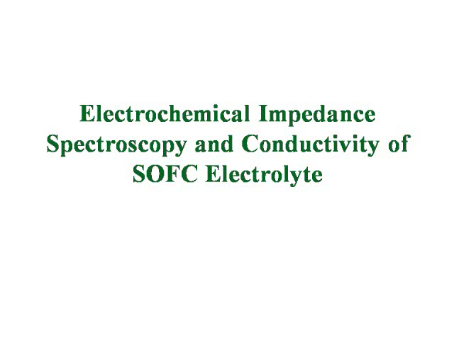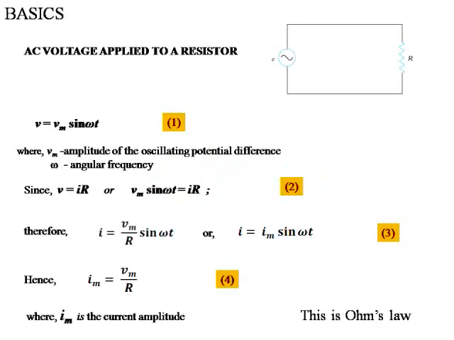Electrochemical impedance spectroscopy and conductivity of SOFC electrolyte. When a source which produces sinusoidally varying potential difference is applied across a resistor, the potential difference developed across the terminals is called AC voltage and is given by equation 1, where Vm is the amplitude of the oscillating potential difference and omega is its angular frequency.